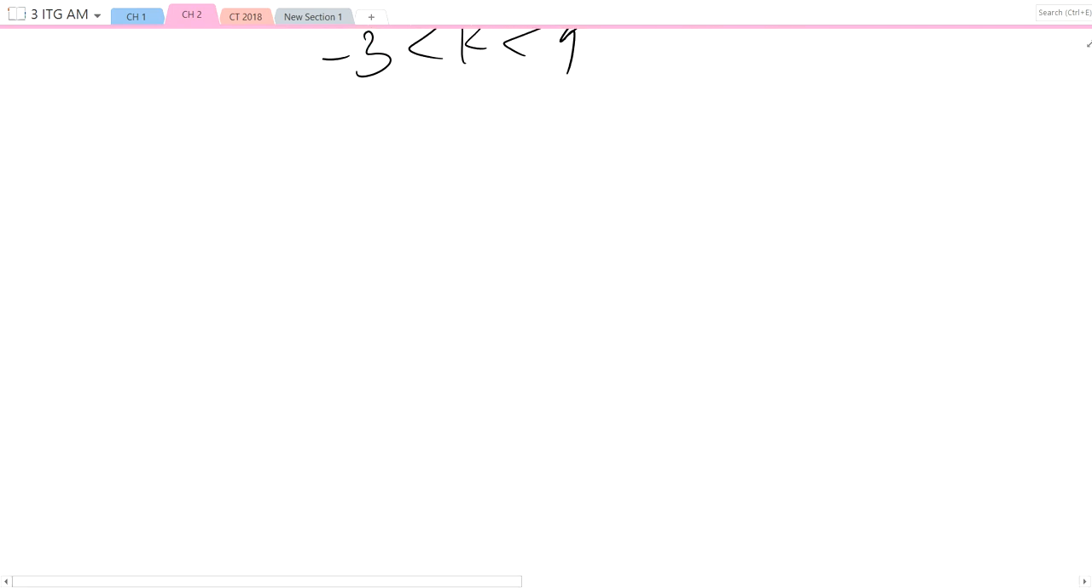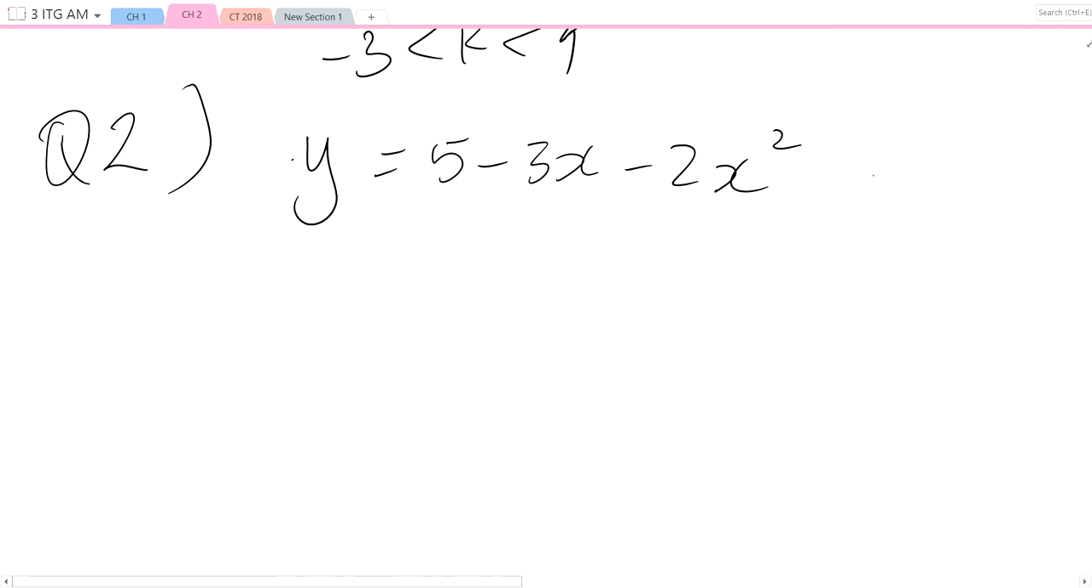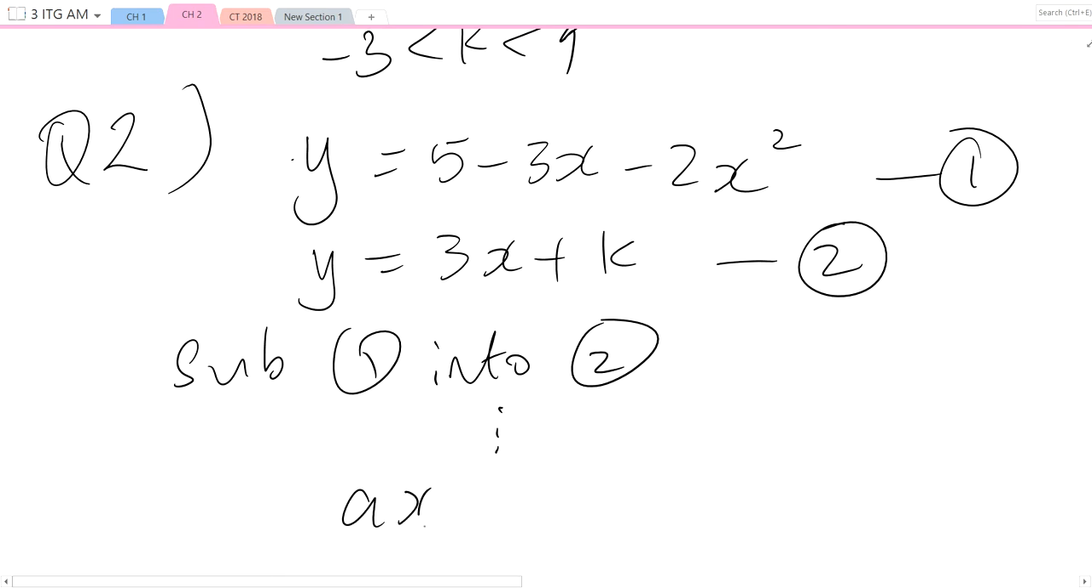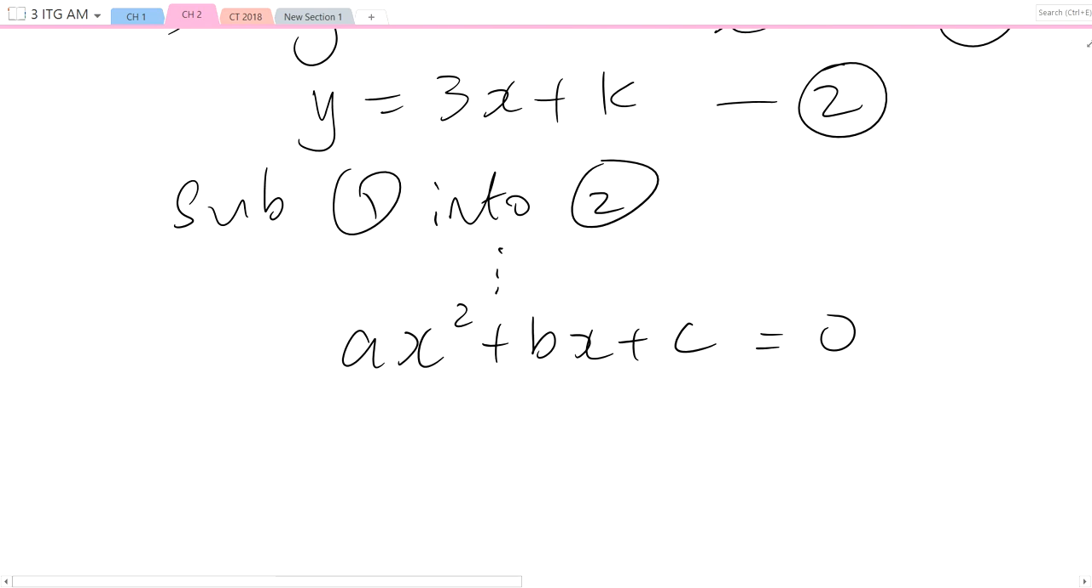Now for question 2. Line does not intersect the curve. So y equals 5 minus 3x minus 2x squared, equation number 1. y equals 3x plus k, equation number 2. Substitute 1 into 2. You get ax squared plus bx plus c equals 0. And since they do not intersect, discriminant less than 0. This is if no intersection.